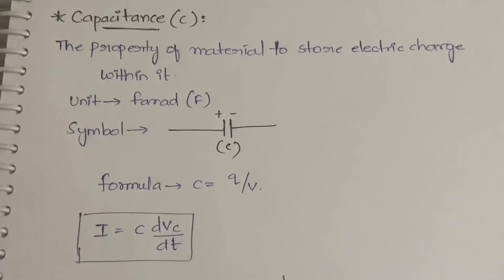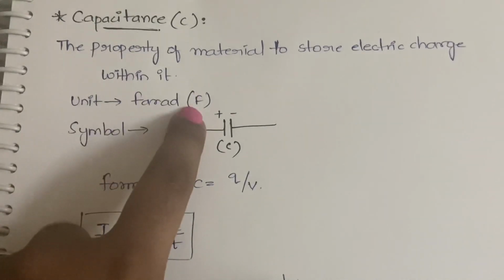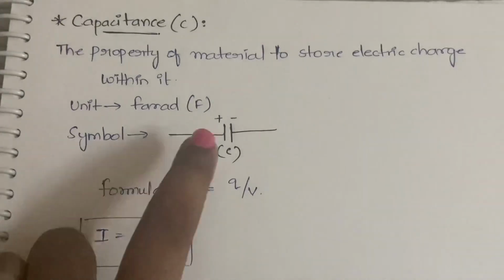It is a property of material to store electric charge within it. It's simple. It is the property of the material to store the electric charge within it, and the unit of capacitance is farad, F-A-R-A-D, farad. It is denoted by F. Okay, and the symbol is this one.